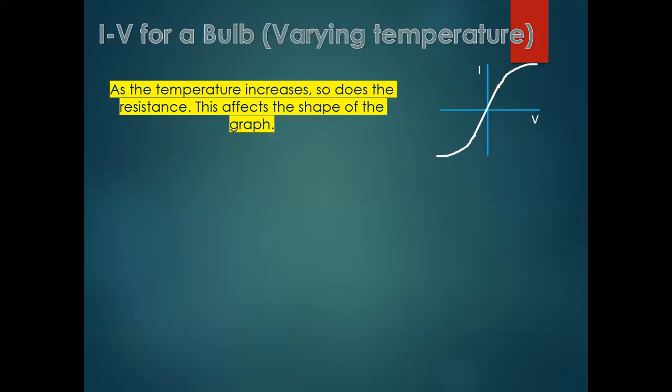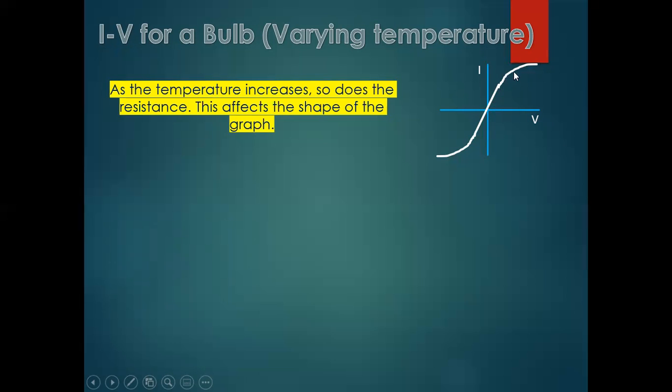This one here is for a light bulb, so it's a filament lamp. This can be for varying temperature, and you can tell because of the curved line. This is telling us as temperature increases, so does resistance, and this affects the shape of the graph. You can see here, the moment it starts to change, it starts to curve over. This is how a filament lamp would work. It looks like it's going proportionate, but then it starts to curve over.